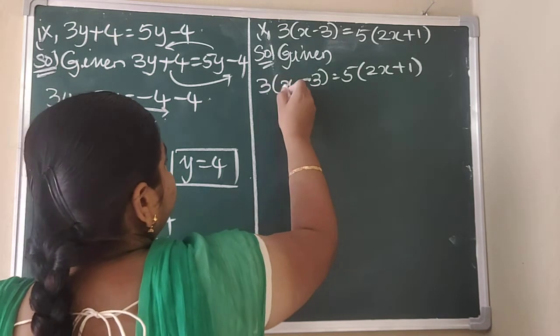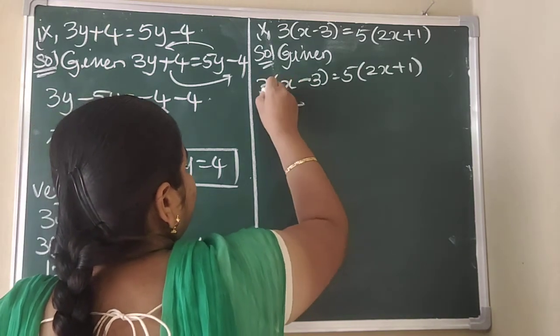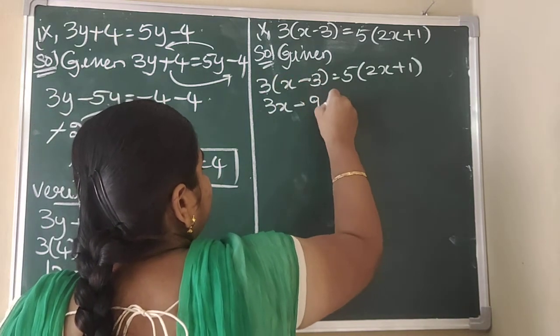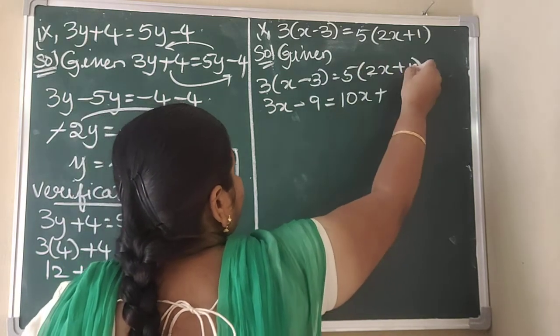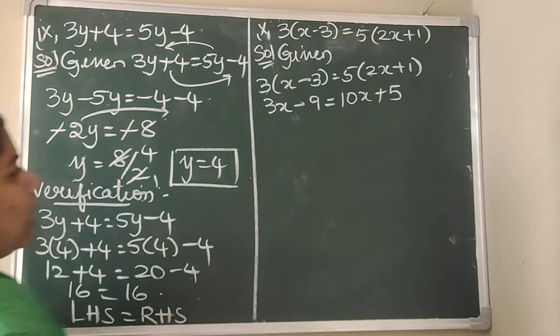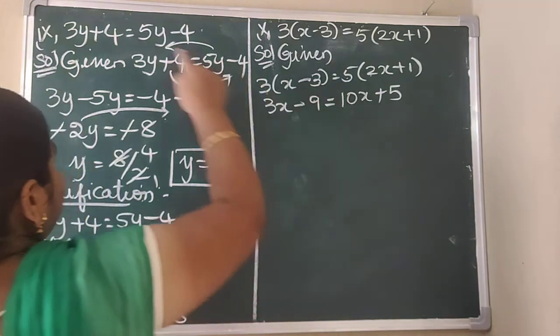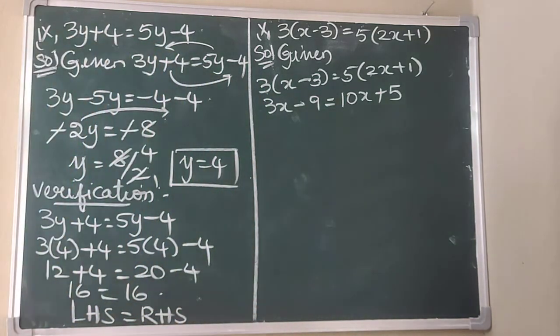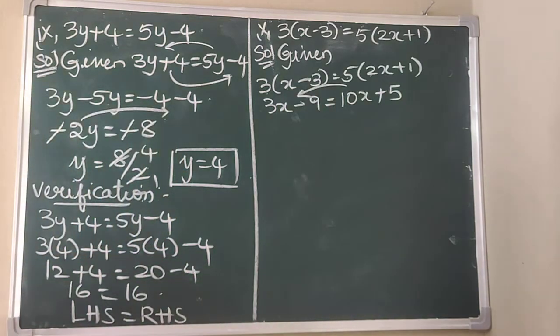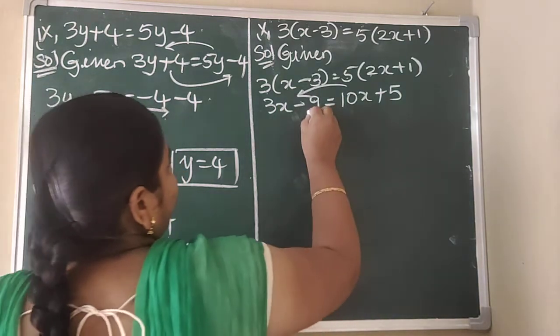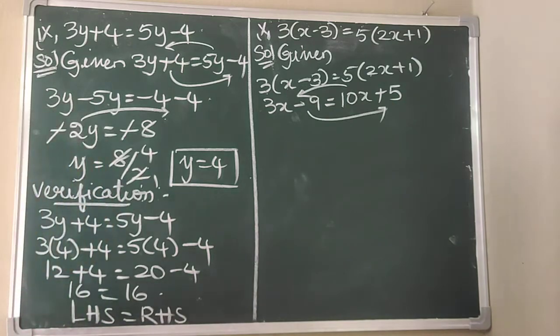So 3 into x will be 3x, minus 3 into 3 will be 9, equal to 5 twos are 10, that is 10x, plus 5 ones are 5. Now this equation has been converted into this form. Okay, now we can bring all the variables and constants to separate sides. So I am taking this plus 10x to the other side, that will become minus 10x. I am taking this minus 9 to the other side, that will become plus 9.